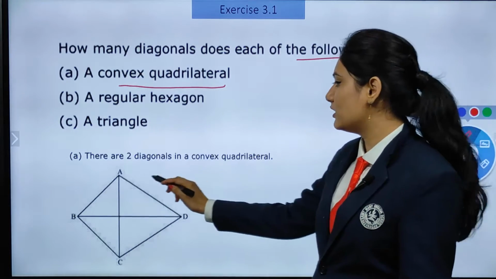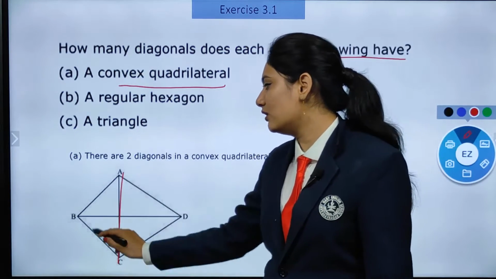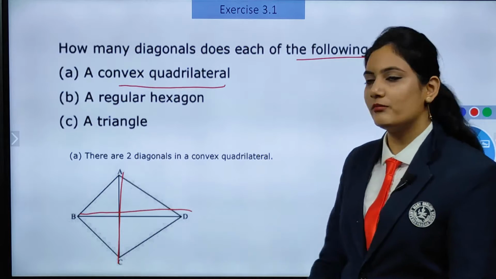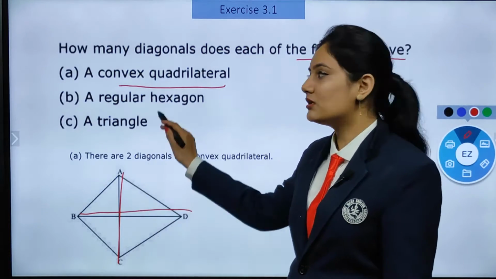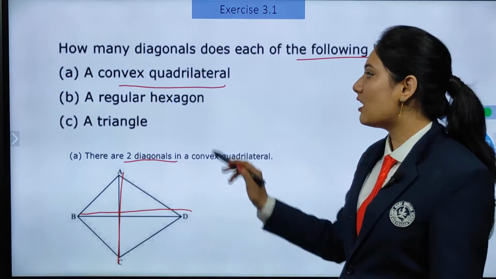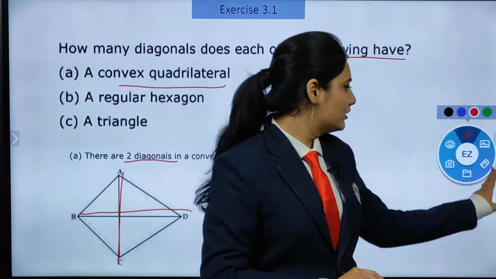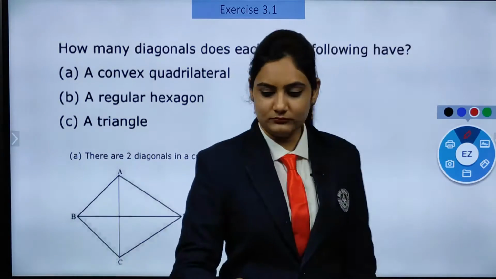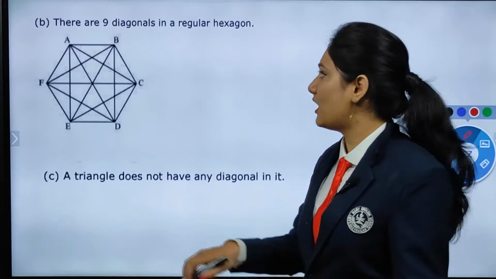Now see children, here AC is the first diagonal, BD is the second diagonal. So how many number of diagonals is the quadrilateral having? 2 diagonals. Next it is a regular hexagon. Now the regular hexagon has 9 diagonals.